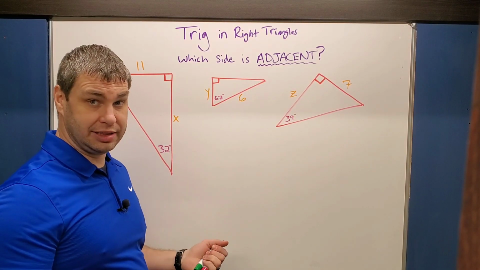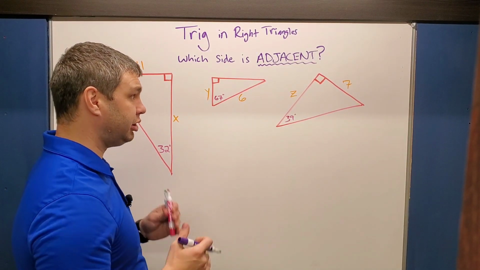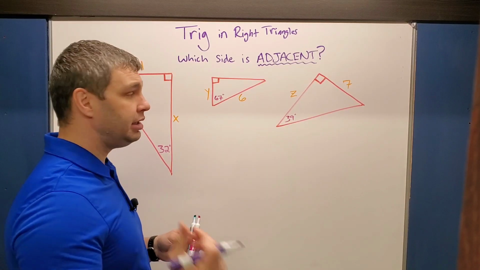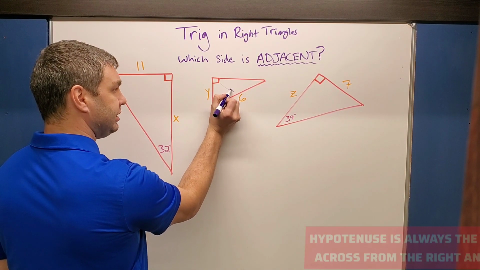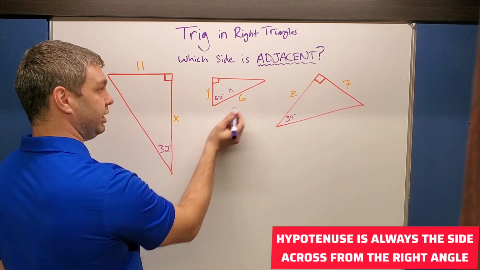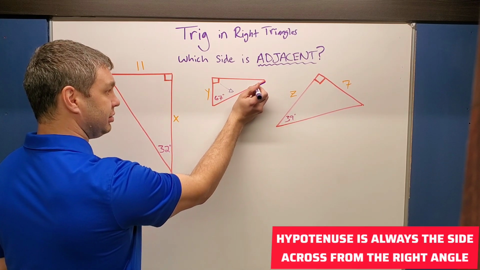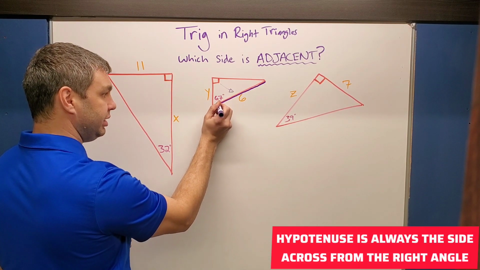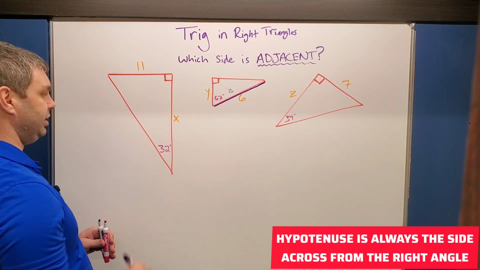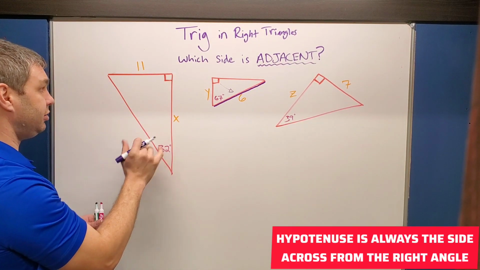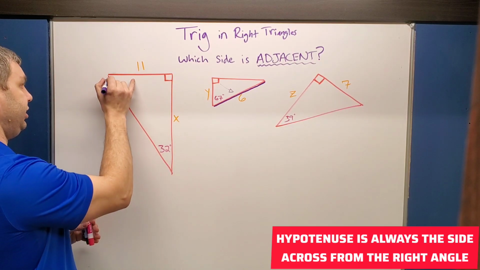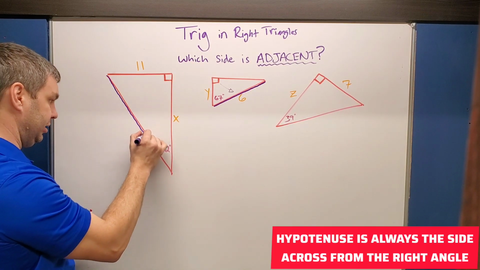Now, when it comes to finding these missing sides in right triangles, we first want to always find our hypotenuse. The hypotenuse is always going to be the side across from our right angle. So in this middle triangle here, I'll maybe highlight this one in purple. It's going to be this side. What's the side across from the right angle in this triangle? That's going to be this side over here. Again, I'll highlight this in purple.